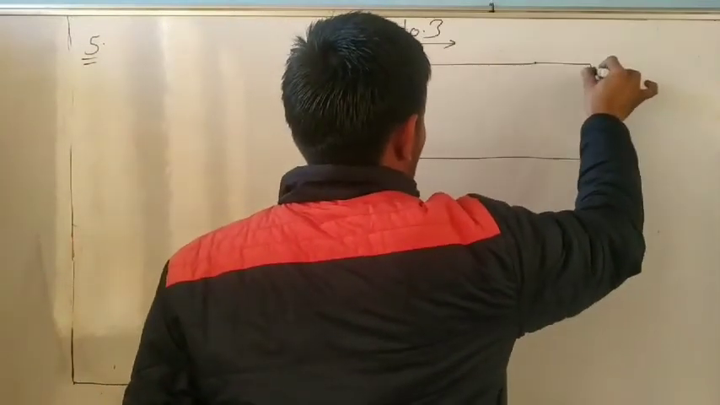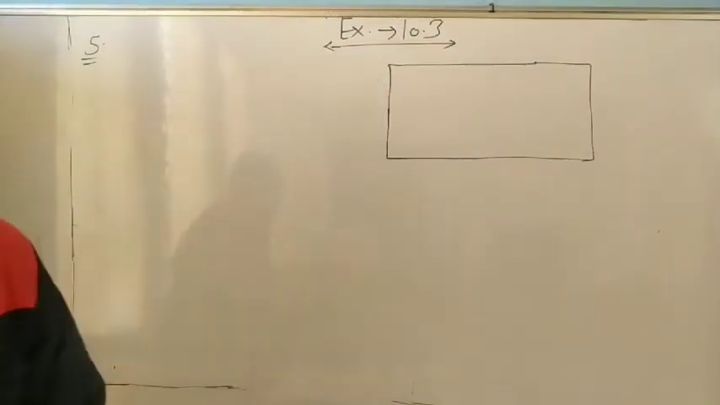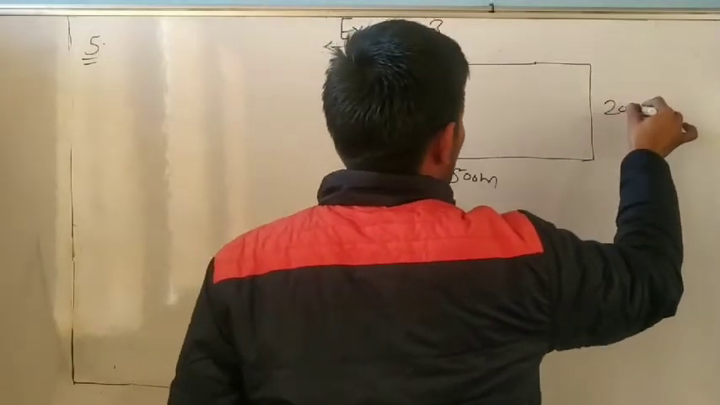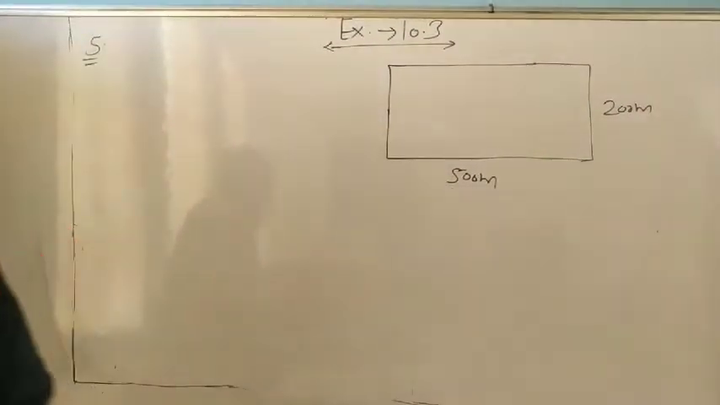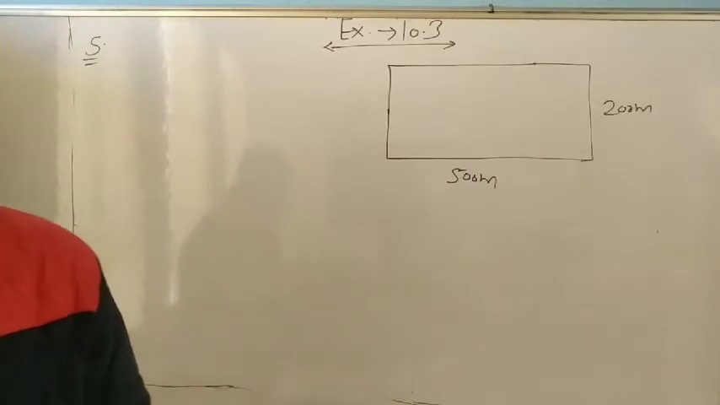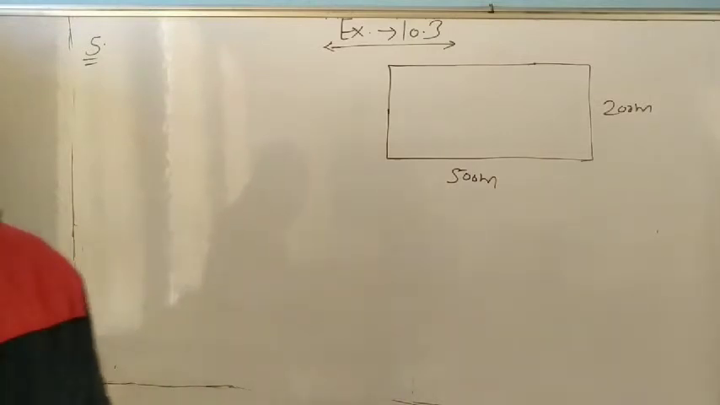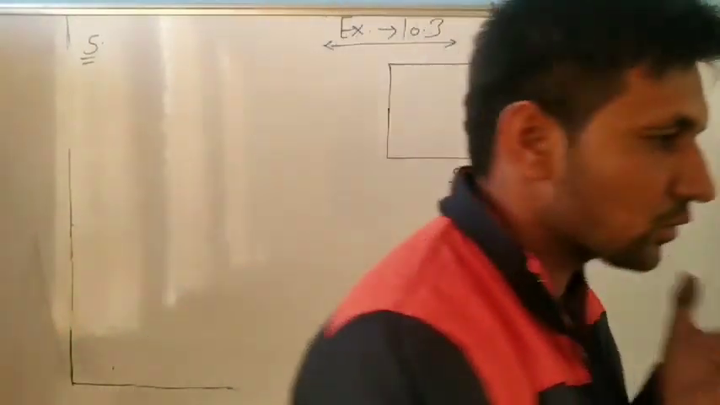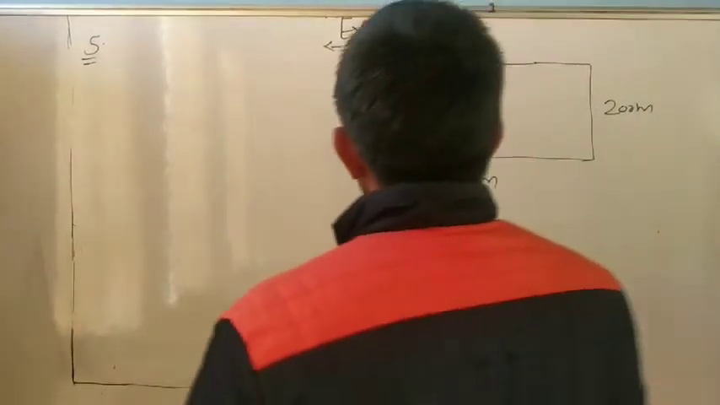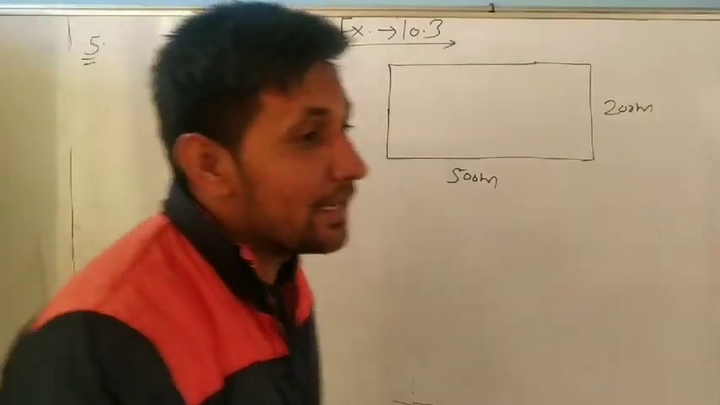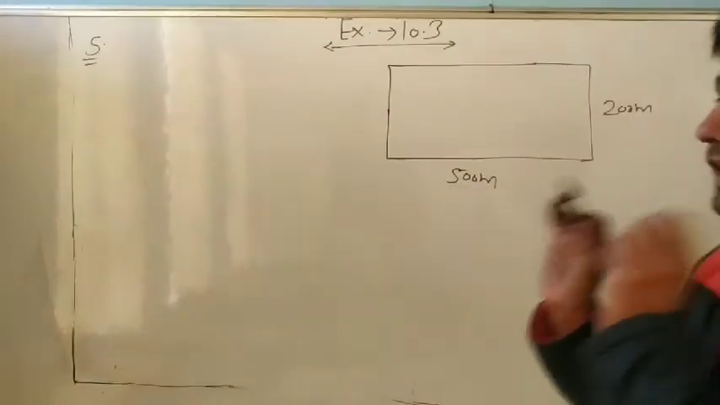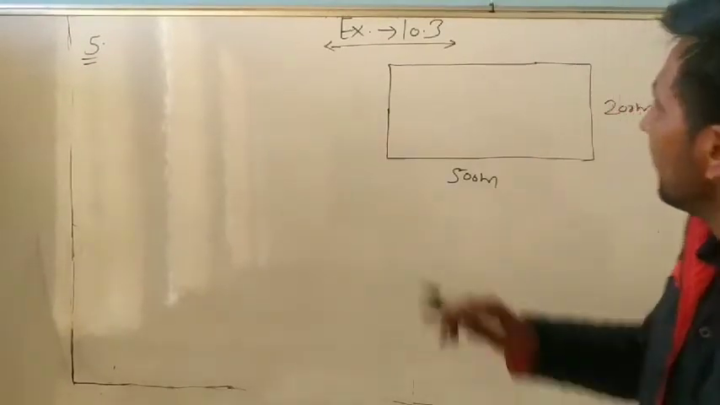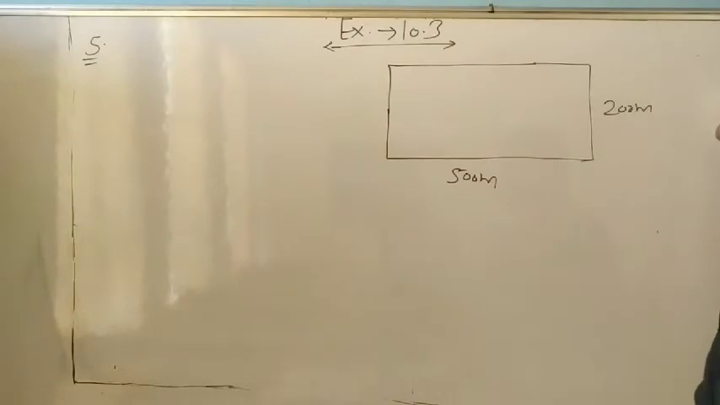It is a rectangular plot, and its length is 500 meter, breadth is 200 meter wide, at the rate of 8 rupees per 100 square meter. So what is the total cost of tiling? First you have to think in the question, do we have to find perimeter or area? You know, it is a plot and you want to lay tile.